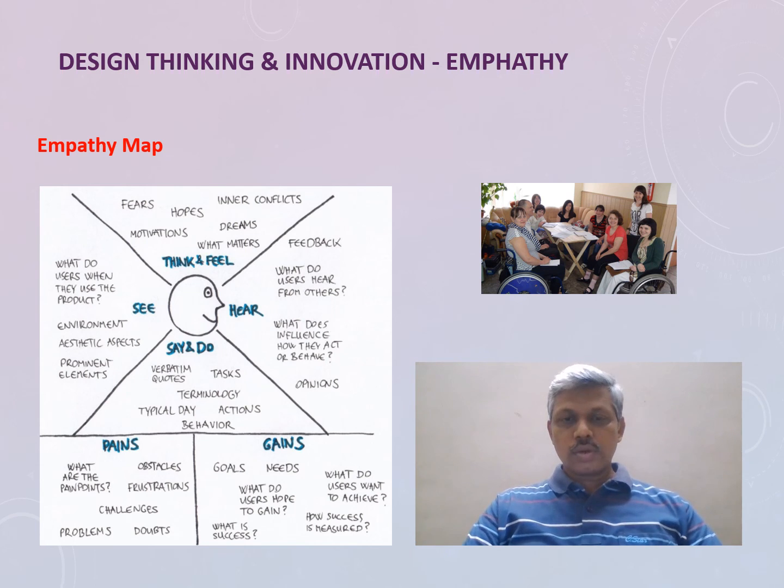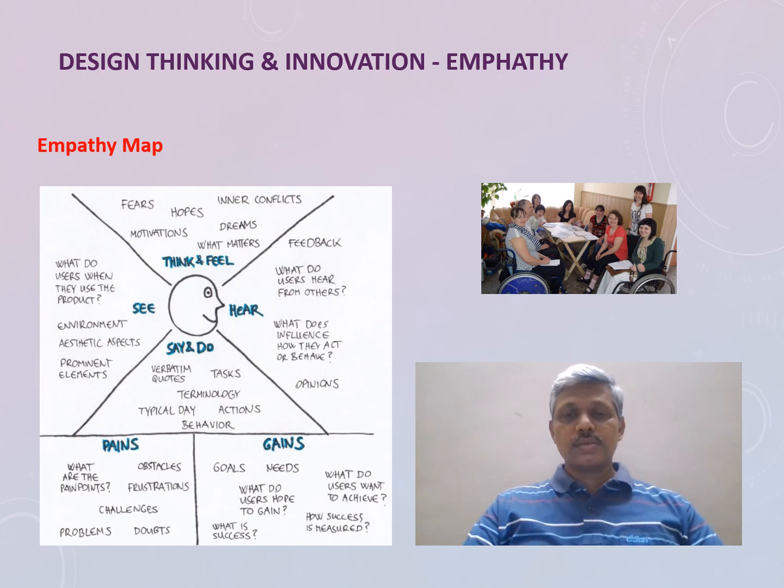Not only that, two more quadrants are there: pains and gains. Pains are the obstacles they are facing, the frustration points, and the challenges they're facing. All these are the pain points. Similarly, gains: what needs are being satisfied, how they feel success, if at all there is a success for them, at what points they feel the success, and what users hope to gain, what they are expecting.